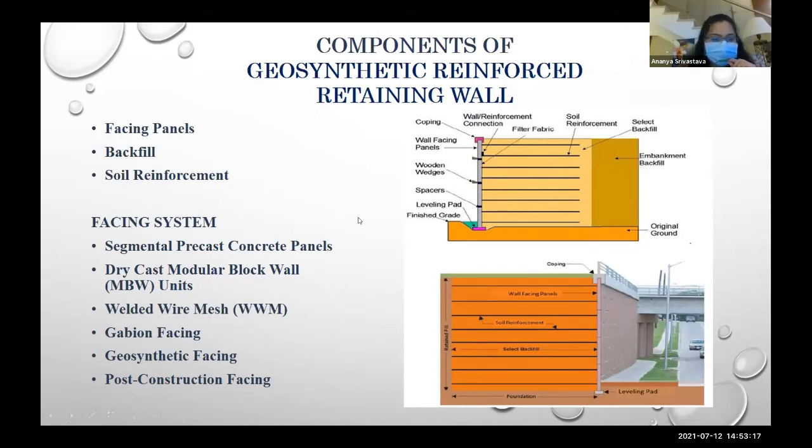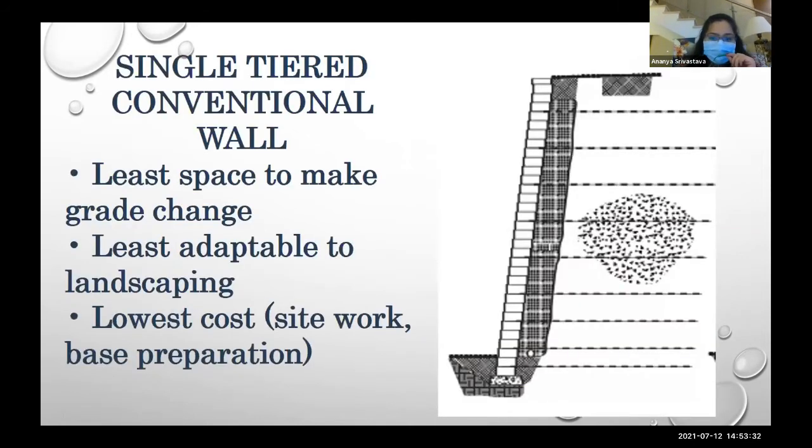Facing systems can be of any kind, like segmental. They can be dry cast modular blocks. They can be welded wire meshes. They can be any kind of gabion facing, or even geosynthetic facing if it is rigid enough, and then post-construction facing. In the next diagram, we have a single tiered conventional wall. Its benefits are least space, least adaptable, and lowest cost.